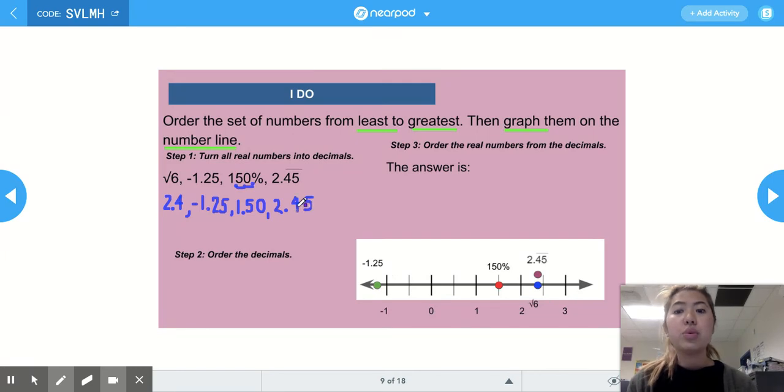Step 2 is we're going to order the decimals. So the smallest number is going to be the negative number. So we have negative 1.25. And then the next smallest number is 1.50. The following number is going to be 2.4. And finally, the last number, the biggest number, is going to be 2.45.